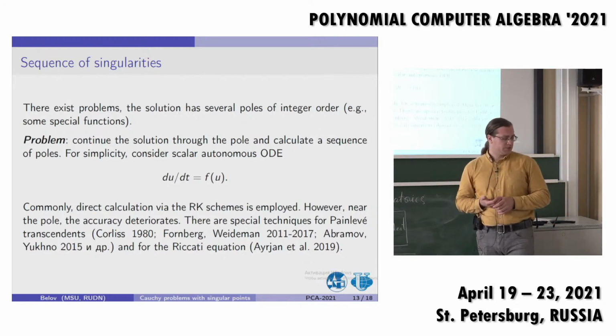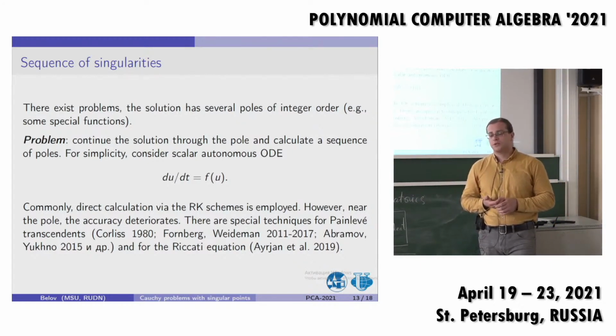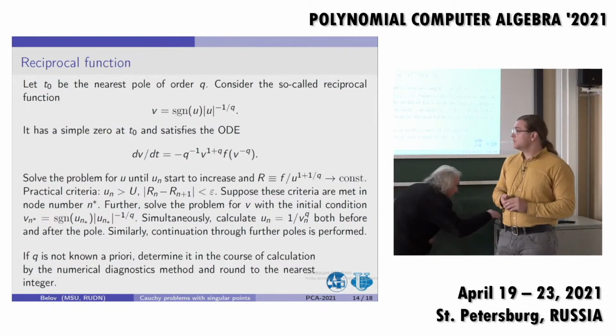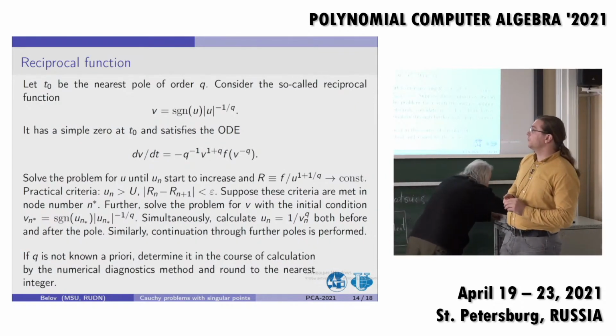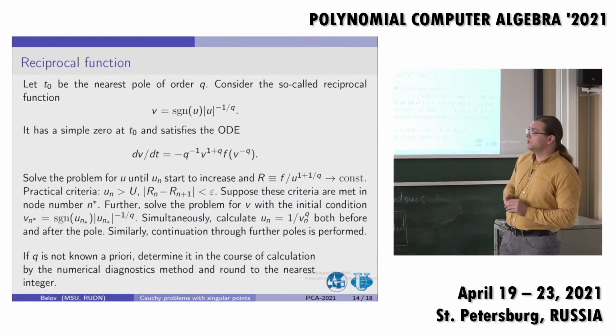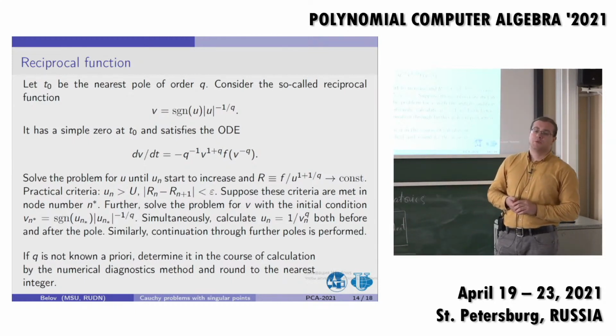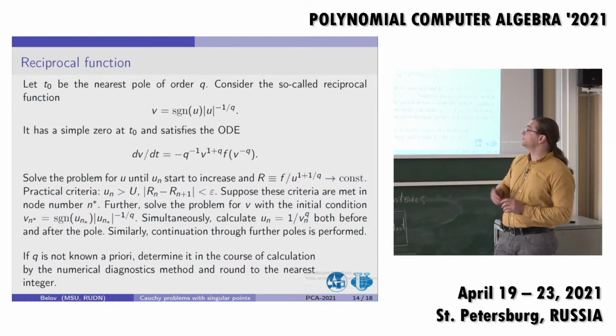For Painlevé transcendents and for Riccati equations, there are some special methods, but to the best of our knowledge, general procedures are not proposed. The main idea is as follows. Let T0 be the nearest pole of the solution, and it has order Q. Consider the so-called reciprocal function. Its definition is given on the slide.